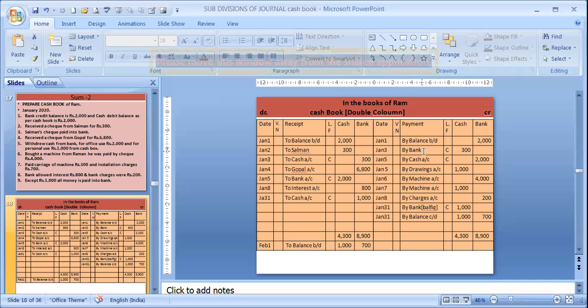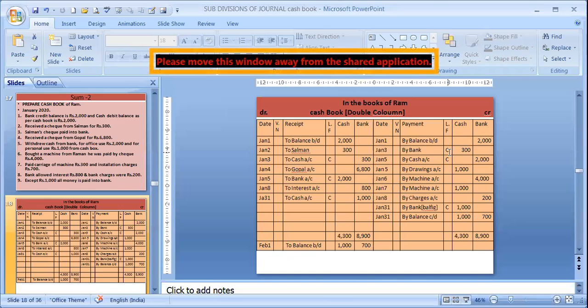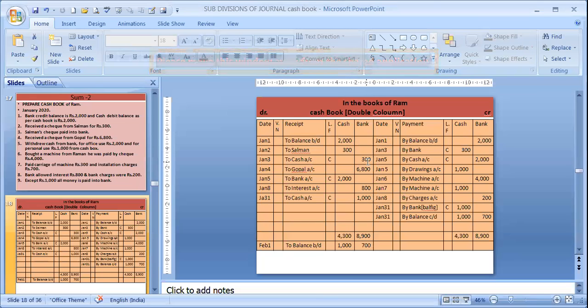You are depositing the check into the bank. So by bank to cash. And we write C in the ledger folio, because for this we don't make any ledger. We write C. No page number for ledger is required. So C we write. And we write the amount in the opposite columns. By bank we write the amount 300 in the cash column. To cash we write the amount in the bank column. So January 3rd, you have understood.